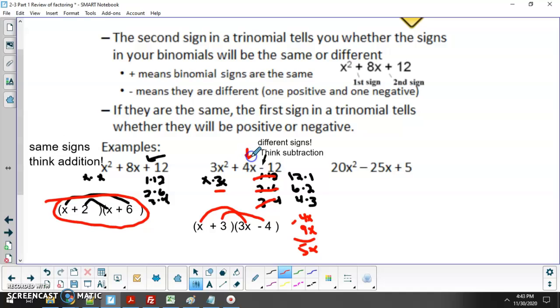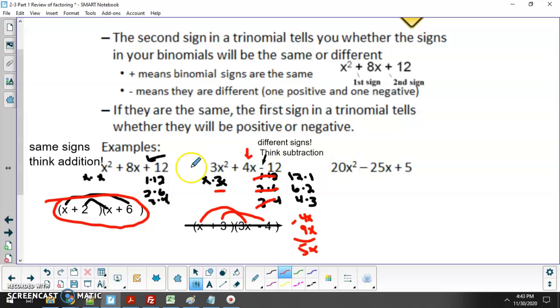The goal is always to make sure you have the middle term correct, and here you don't have the middle term correct, so this is also wrong, and this particular one cannot be factored. Okay, so you won't have any on your homework where you can't factor, but I just want you to be aware that sometimes that happens.